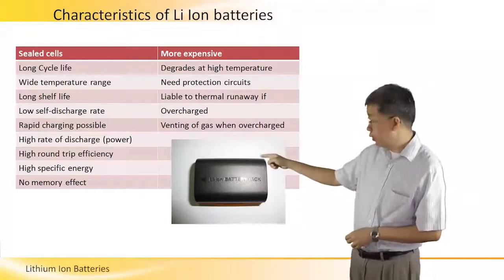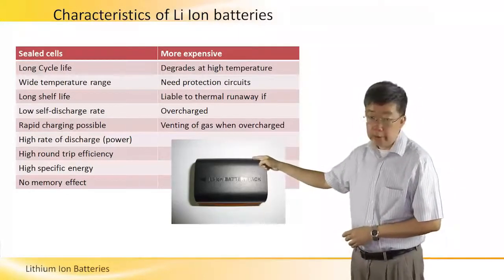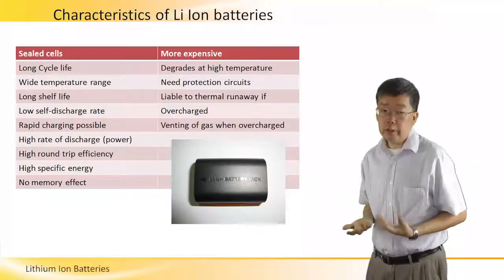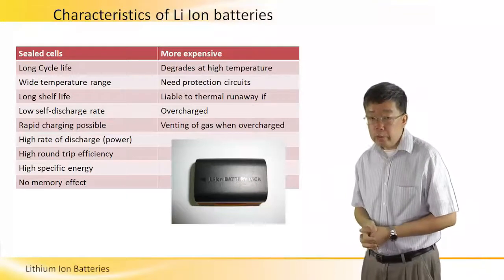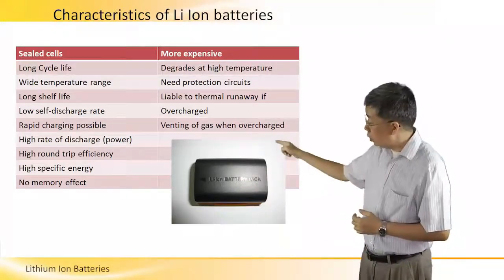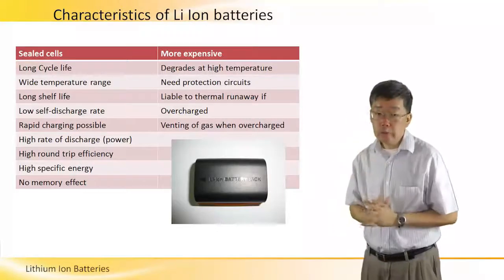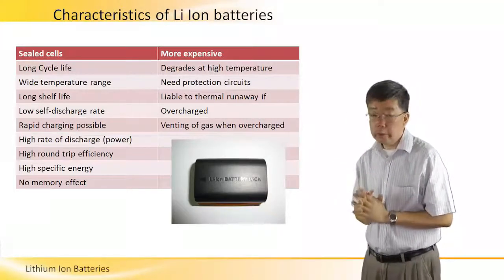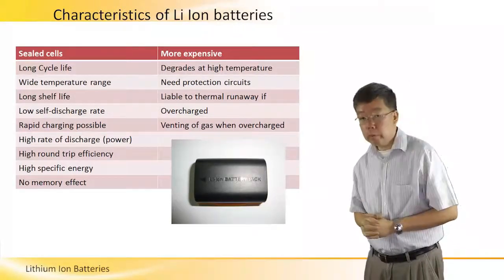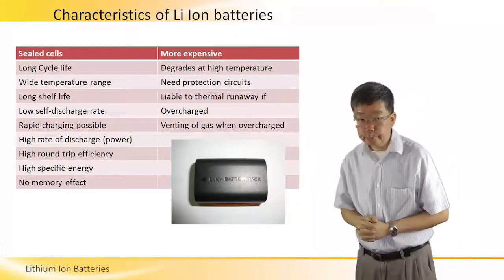has a high specific energy. This is second from the bottom, and this means that it is able to store a lot of energy per unit volume, and this is why the lithium-ion battery is so useful for portable electronics.